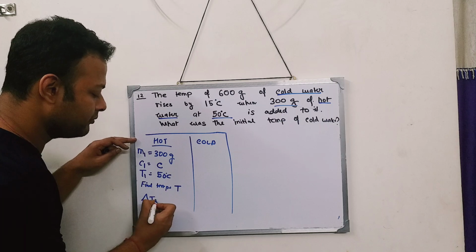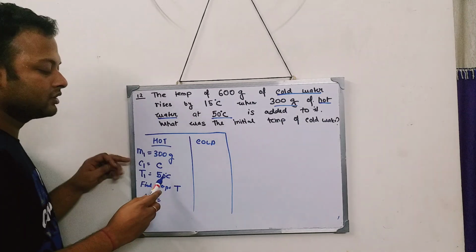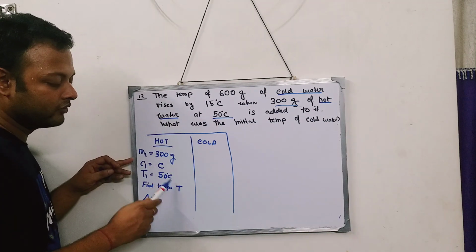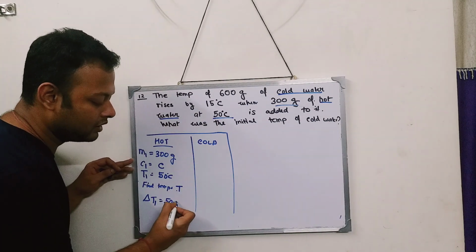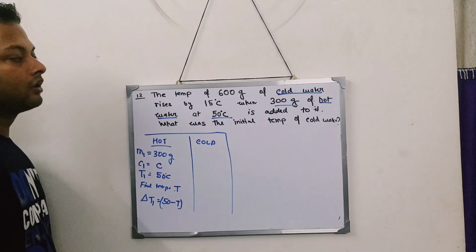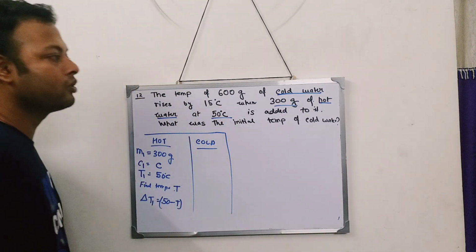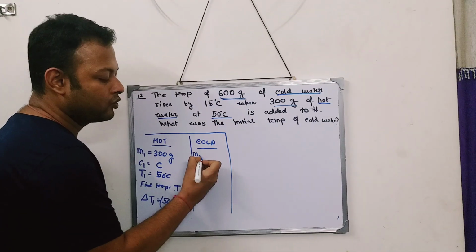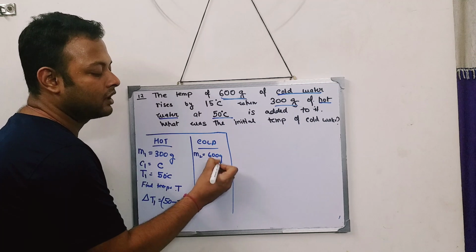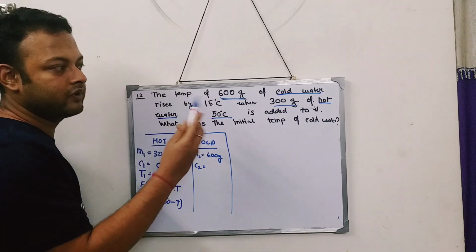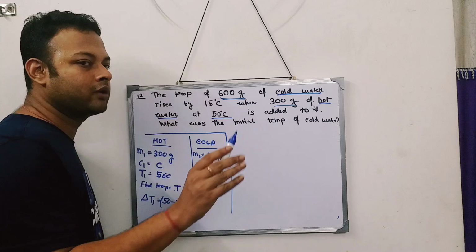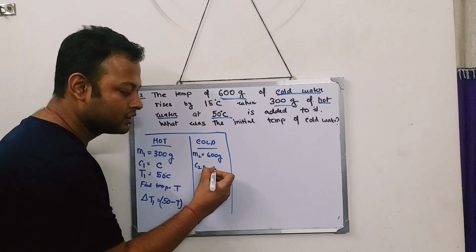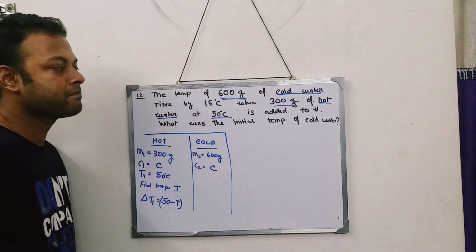So what is the delta T from here? Delta T1, I take it as higher minus lower. The hot body temperature will decrease, so it will be 50 minus T. Now if I take the cold body, what is the mass of the cold body? Given 600 gram. So M2 is equal to 600 gram. Is the specific heat capacity mentioned in the question? Nowhere. So C2, the specific heat capacity of the body, consider this as C.